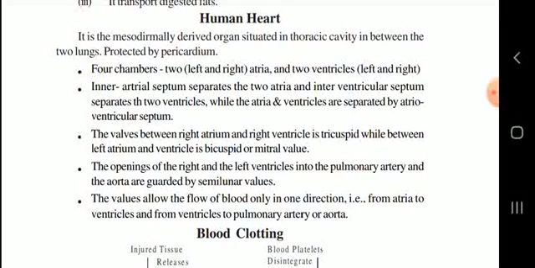The inter-atrial septum separates the two atria, and the inter-ventricular septum separates the two ventricles. While the atria and ventricles are separated by the atrioventricular septum. The left and right are separated. You may have seen the diagram.